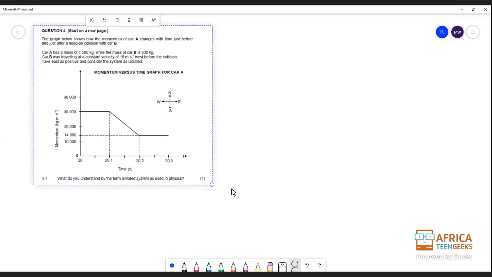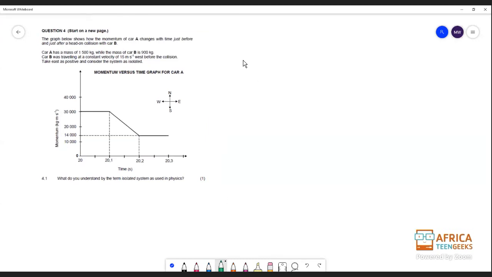Okay, so we want to calculate the velocity of car A just before the collision. So we're going to use the formula P is equal to M times V because we are using the graph. Here P is 30,000, which was her momentum before the collision, and the mass is given as 1,500 times velocity. So divide both sides by 1,500 and you get the velocity to be 20 meters per second.